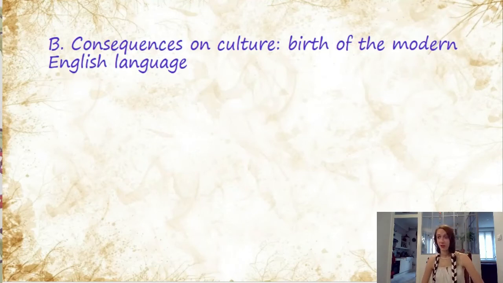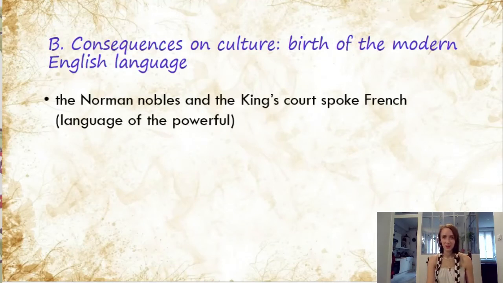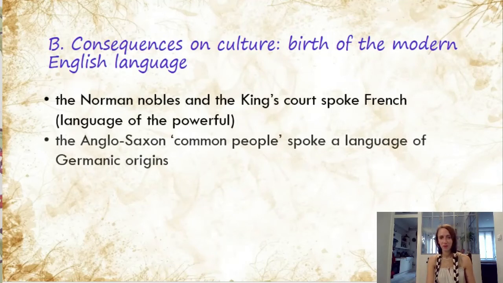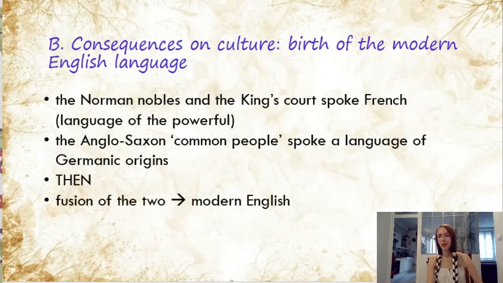Norman nobles, as well as the king's court, spoke French, the language of the powerful. Versus the Anglo-Saxon common people, I don't like to use air quotes, but they're required here. The common people spoke a language of Germanic origins. Then what you have is a fusion of those two languages. So Norman nobles, kings, French; Anglo-Saxon, so-called common people, Germanic origins; then fusion of the two, and we get towards modern English. These two layers of language are still visible in modern English, where you often find two words to say the same thing.